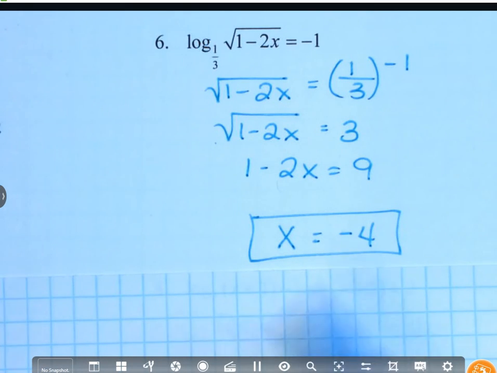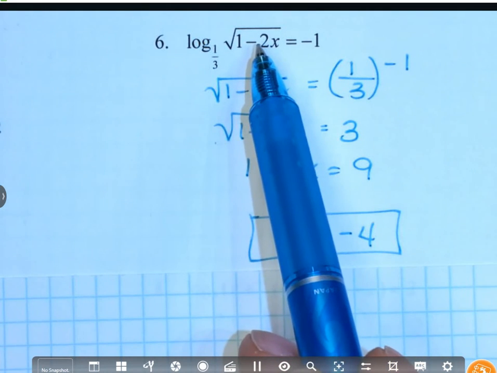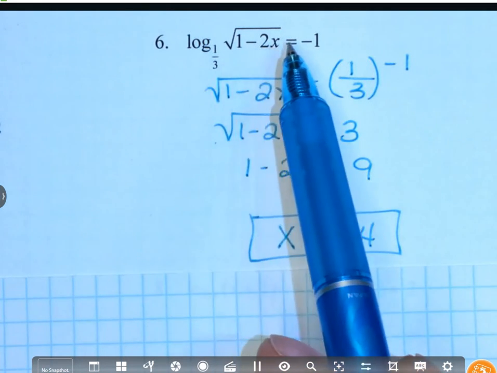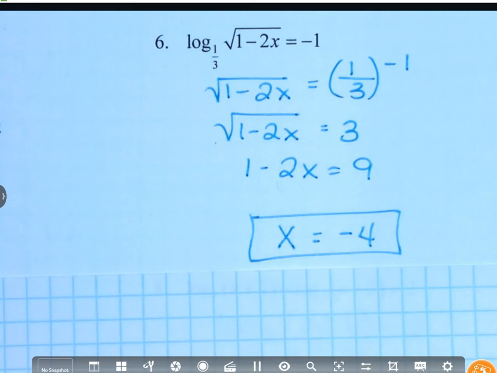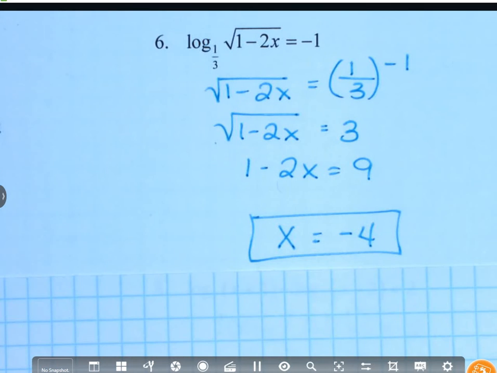And again, it's okay to have this -4 here, because when I plug it back in, I get 1 plus 8, which is 9. So it's not about saying you can't have a negative answer. It's just when I plug it into the original equation, I can't take the log of a negative number.